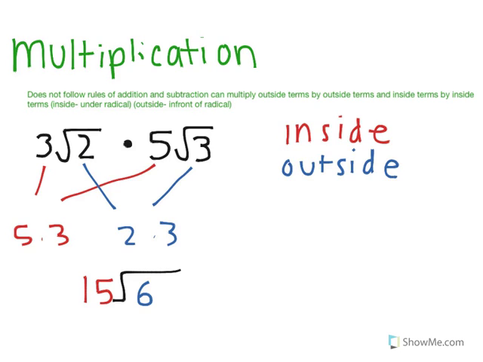So, multiplication. These do not follow the rules of addition or subtraction. You can multiply the outside terms by the outside terms and the inside terms by the inside terms. You do not have to have the same radicand in this one. As you can see here, we multiplied the outside, then the inside. The outside terms were 3 and 5, so 5 times 3 is 15, then 2 times 3 is 6. I leave the outside on the outside, the inside on the inside.